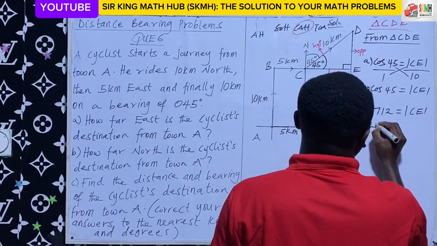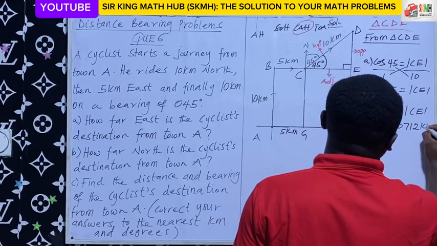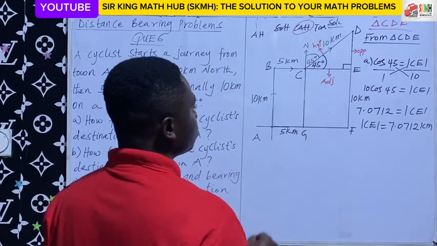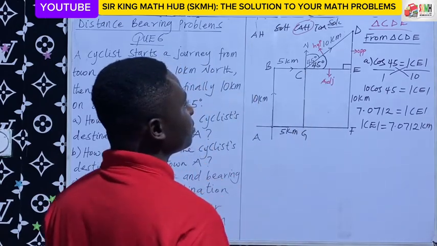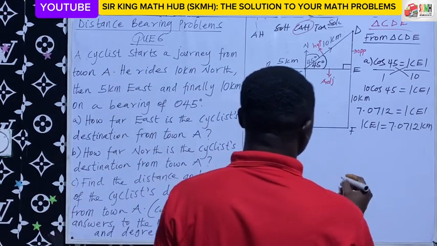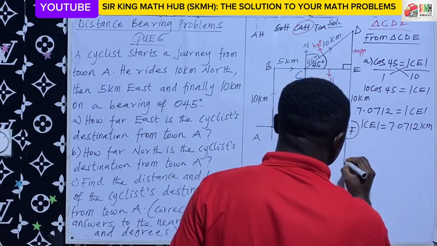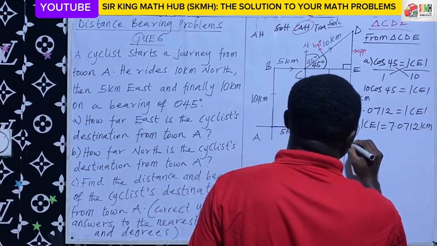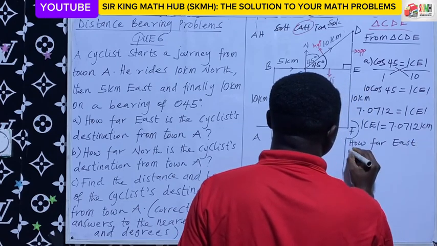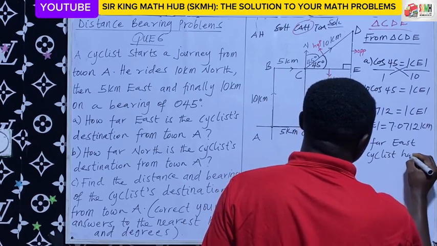So line CE measures 7.0712 kilometers. So that is the length of line CE. So can we calculate how far east the cyclist had traveled from the starting point? Yes. So how far east? So let me use this line. How far east the cyclist has traveled.